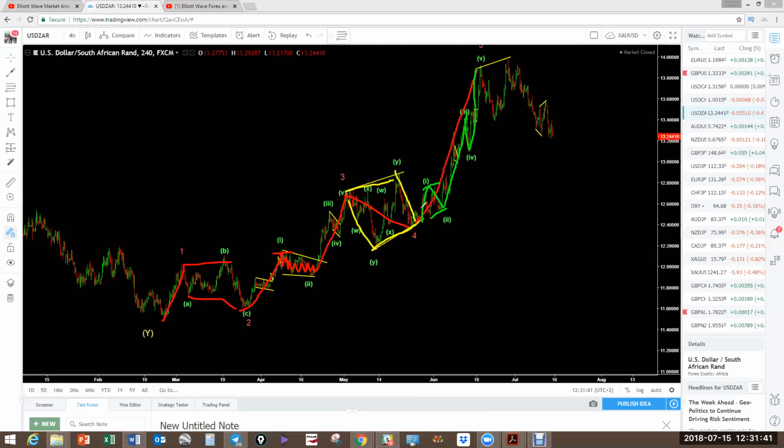Okay, so when you find yourself forcing labelings, forcing counts, you know that you're not doing it right. You should not find yourself forcing anything. It must be crystal clear if you're doing it right.